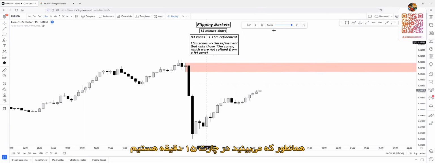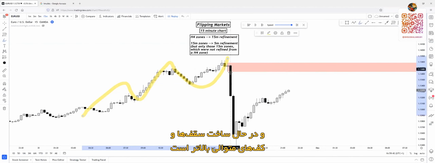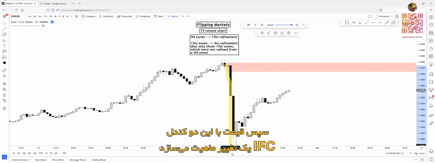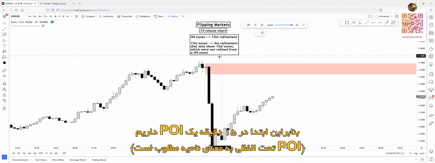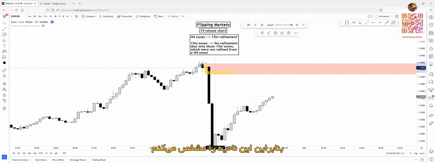Okay, as you can see, currently we are on the 15-minute chart, and I will show the 15-minute to the 5-minute refinement first. Price was moving in an uptrend here, creating a series of higher highs and higher lows. After this, price changed character to the downside with these two inefficient candles. So we have the first POI on the 15-minute, this one, because this is the last up candle before the inefficient push and the change of character. So I mark this zone out.